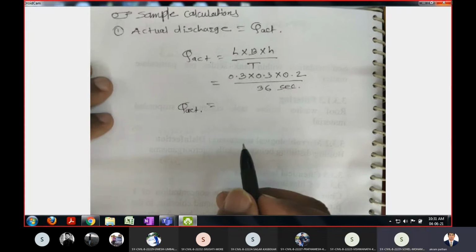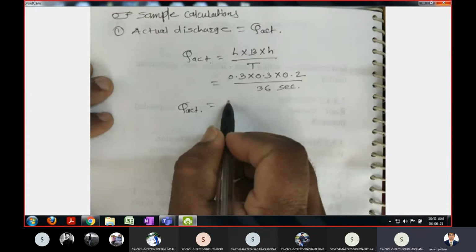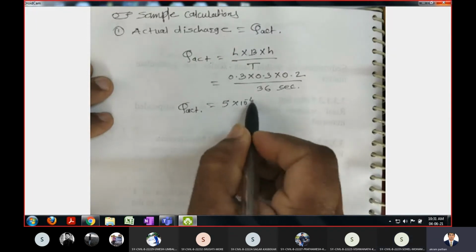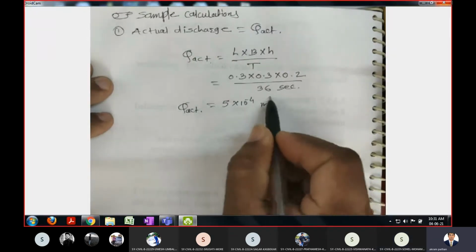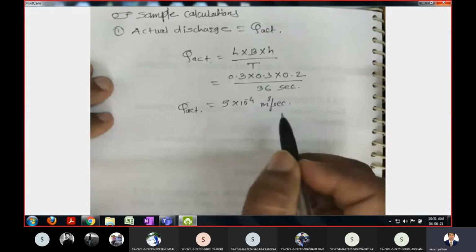It is very necessary. Yes, please tell me. 5 into 10 raised to power minus 4 meter cube per second.